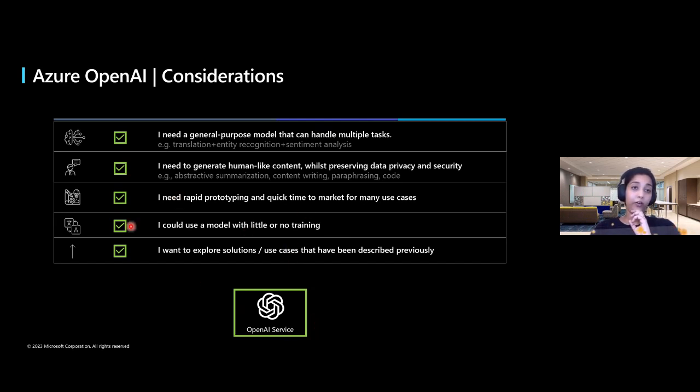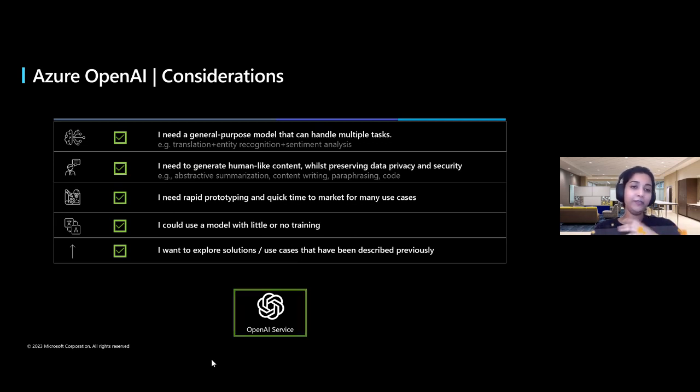So if you want to use a model with little or no training, again, that's really where the Azure OpenAI service will be the hero product. If you need rapid prototyping and quicker time to market, and you want to be exploring the solutions and use cases that I mentioned above, again, Azure OpenAI is a hero product. And why do I keep saying hero product?